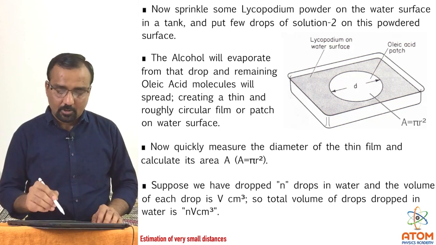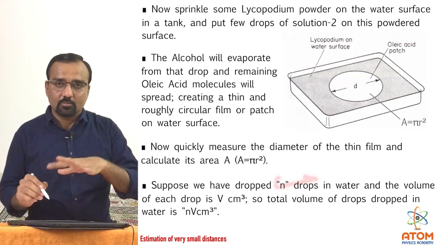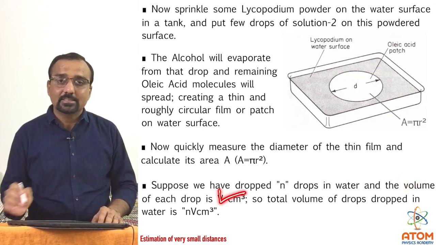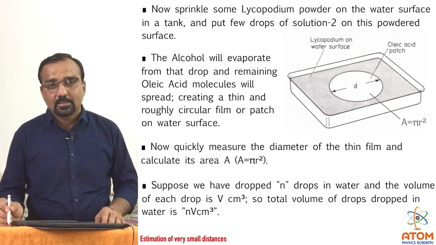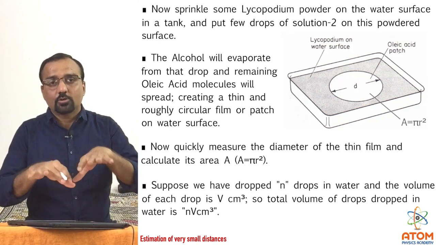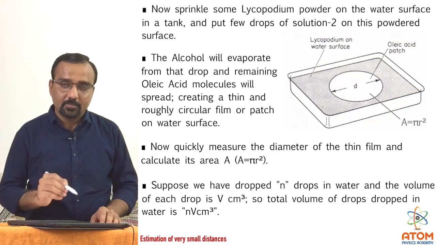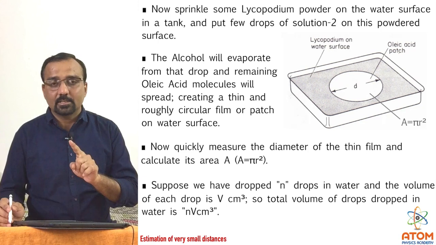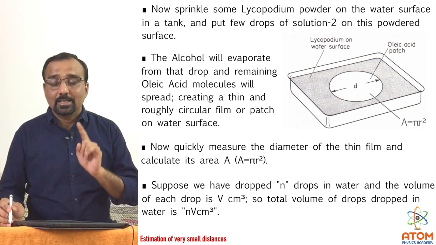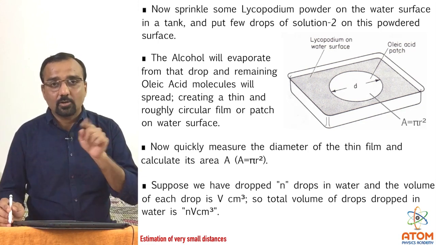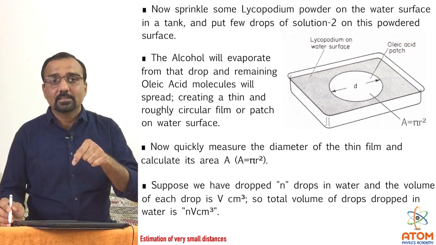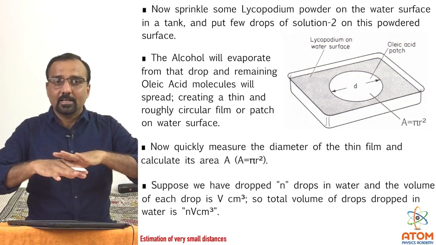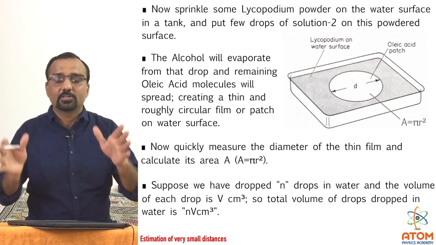Now, if we have dropped n drops on the water surface and every drop is having a volume, let us say V centimeter cube, then it is obvious that the total volume of the total droplets what we have dropped will be NV centimeter cube. Mind well, this NV centimeter cube of volume is consisting alcohol and oleic acid both, because still it is in a form of drops. But when it is dropped on the surface and when it becomes a film, at that time evaporation takes place.